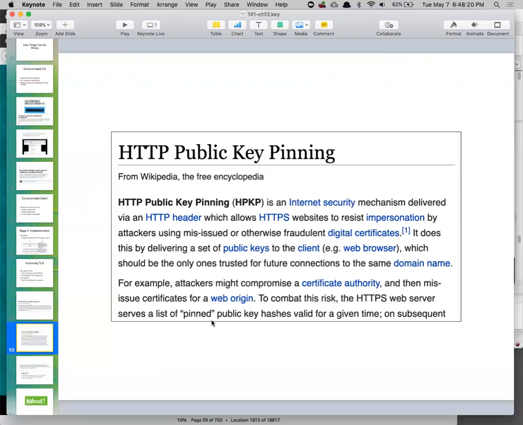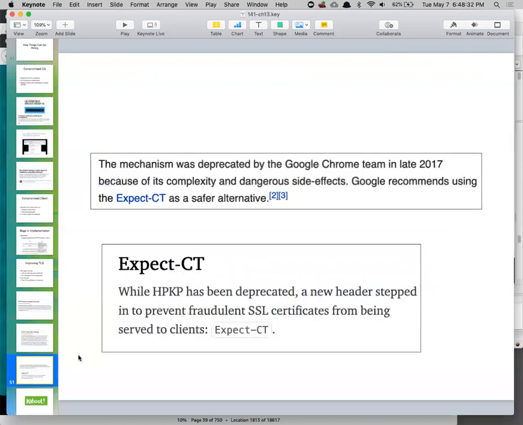How do you even update your app? How do you update your server? Because now it's not going to accept anything except that key forever. Now what do you do if time passes and that key is no longer secure? Ultimately, this turned out to be opening a can of worms. So the modern solution is Expect-CT, certificate transparency. This is the new hotness, which is now recommended to replace public key pinning.